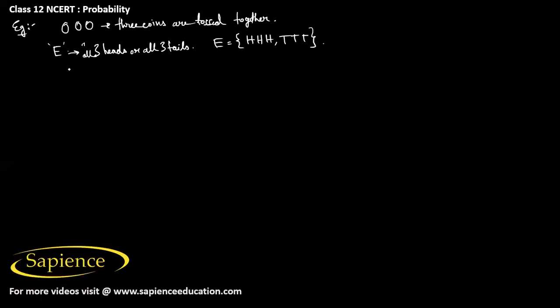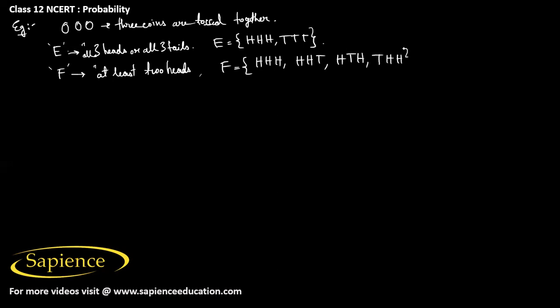And suppose we consider the event F. The event F is defined as at least two heads. So the event F will contain the elements HHH, HHT, HTH, and THH. And the event G is defined as at most two heads.